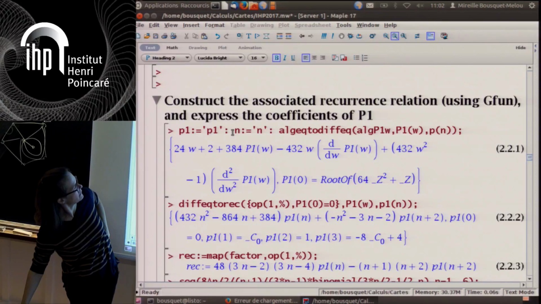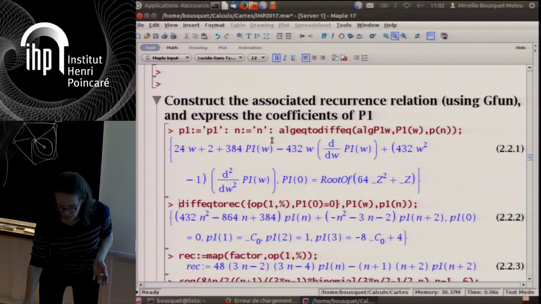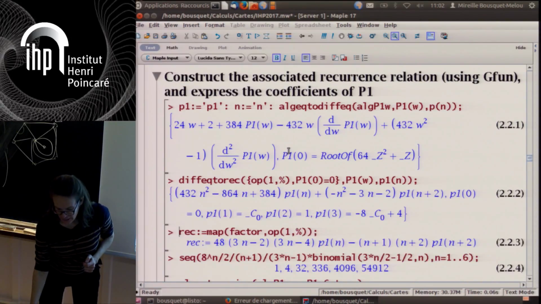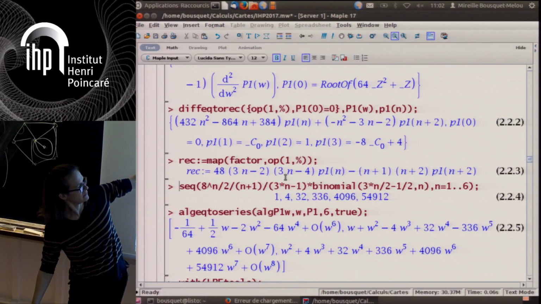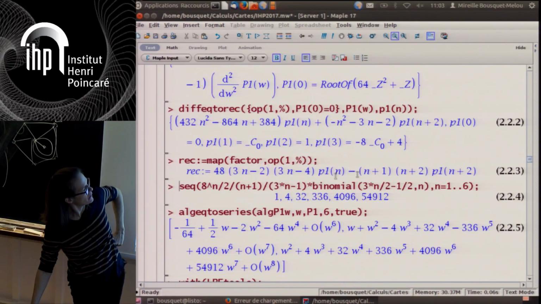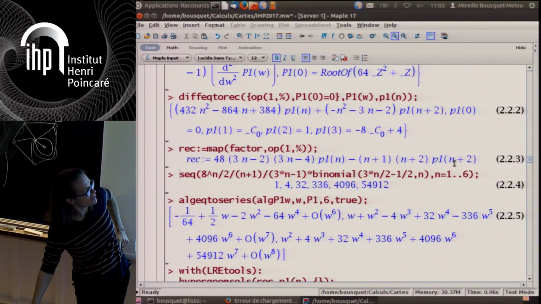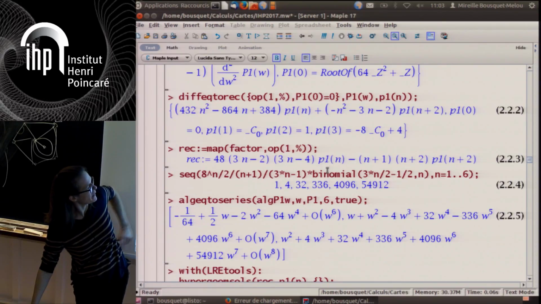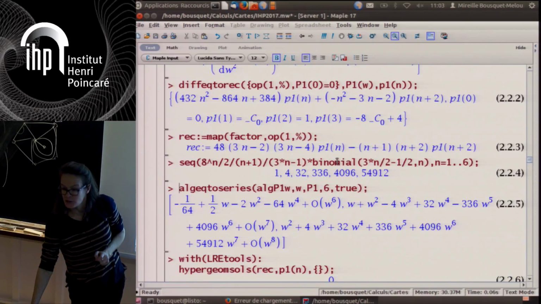So from the cubic algebraic equation, I compute the differential equation. Here it is, order 2. And then a recurrence relation, which again happens to be first order here. Okay, a bit more complicated than what I had before. So P1 of n plus 2, second order, that's an important point, is some simple rational function times P1 of n. And so you can solve this by iterating, and that's the coefficients you get, which were indeed the coefficients I found in my series.